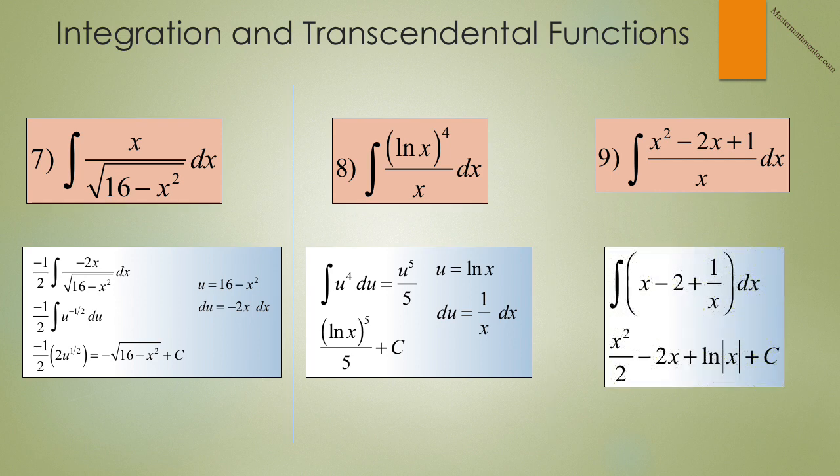Number 9 reads the integral of x squared minus 2x plus 1 all over x dx. As in number 8, letting x be u clearly doesn't work, so we reach into our bag of tricks and realize that we can split this into 3 fractions. So this becomes the integral of x minus 2 plus 1 over x dx. And integrating each piece, we get x squared over 2 minus 2x plus the natural log of the absolute value of x plus c.